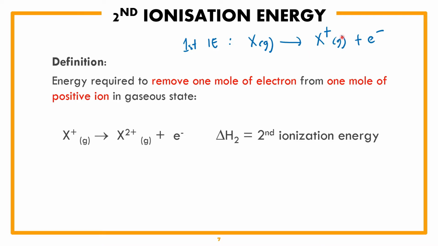So by having the same gaseous ion here, we are about to remove another 1 mole of electron from this gaseous ion. After removing 1 mole of electron, the product will be X2+. The positive charge will increase, plus the electron that has been released just now from this gaseous ion. So this is the so-called second ionization energy. Second ionization energy adalah continuation, penyambungan, okay, sambungan daripada first IE tadi.